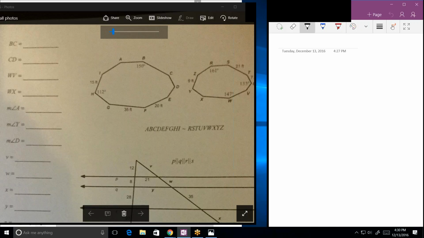That's a little weird. Little to big. 12 over... We're solving for y now. 12 over 20 equals 21 over y. Okay, that's not what I asked. I asked what was the similarity ratio?